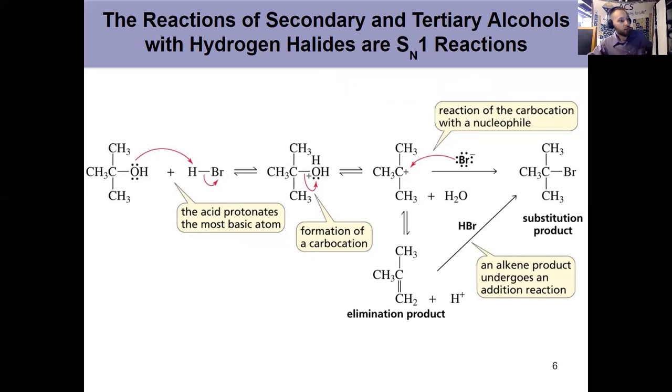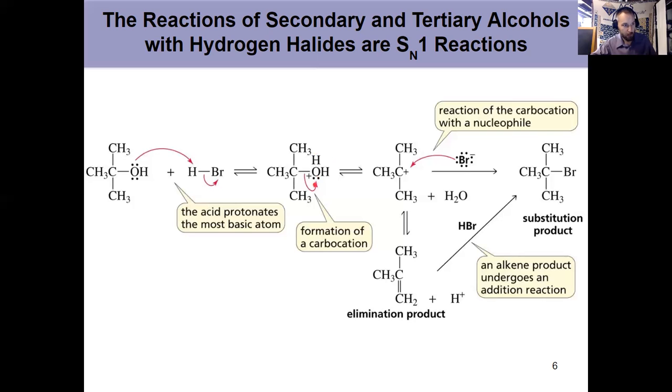The first thing is my alcohol has to be activated. Otherwise it can't react, right? So the acid here, hydrobromic acid, always protonates the alcohol. It's the most basic atom in the molecule. Then I've changed my alcohol to a protonated alcohol. I have a better leaving group, H2O as the leaving group instead of OH. So that allows it to act as a leaving group.